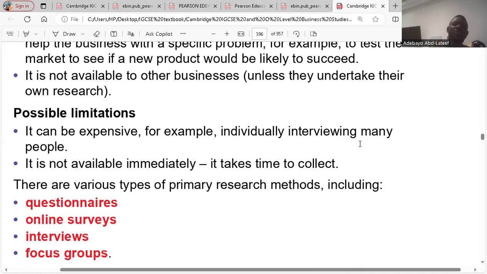So what are the problems about primary market research? One, it can be expensive. For example, individually interviewing many people. It is expensive to carry out because you have to use a lot of money to do that. Two, it is not available immediately. It takes time to collect. You might start today and it doesn't end until next month. Three, it is difficult to put together. It's complex.